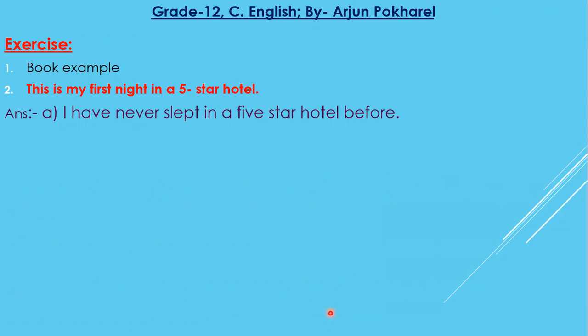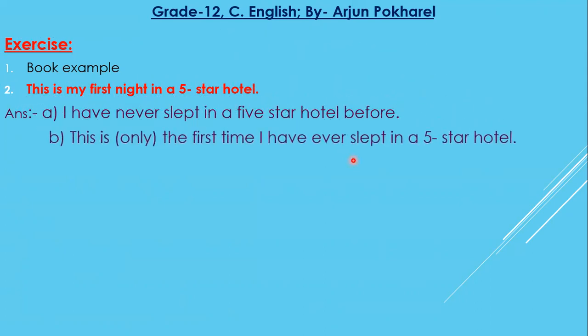Your answers might be two, but in the examination you write only one answer. For example, I have never slept in a 5-star hotel before. I changed this into the before structure, using the present perfect with before. This is my first night in a 5-star hotel means what? First night means at night, what you do is sleep. That's why I have never slept in a 5-star hotel before. In this way you can give your answer.